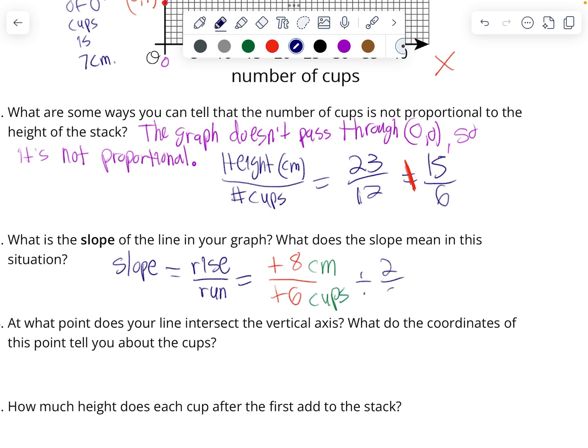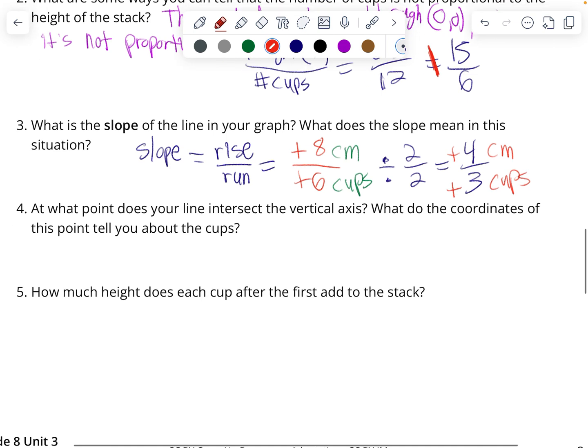I'm dividing by 2. 8 divided by 2 is 4. 6 divided by 2 is 3. So you could say every 3 cups that you add, you're adding 4 centimeters to your stack. So I'm going to put centimeters and cups here. Again, you're adding that to it. That's why it's plus. That's why your graph is going up.